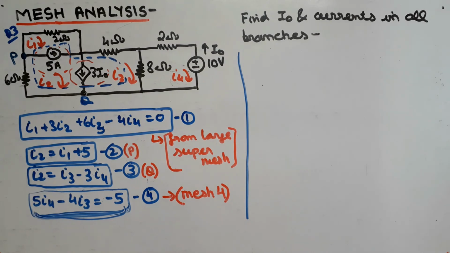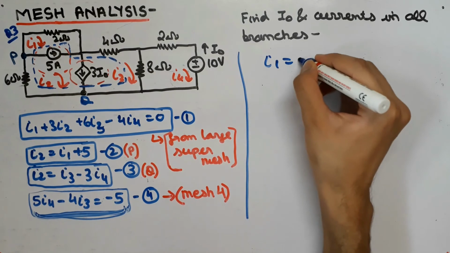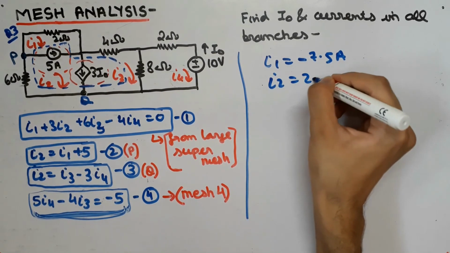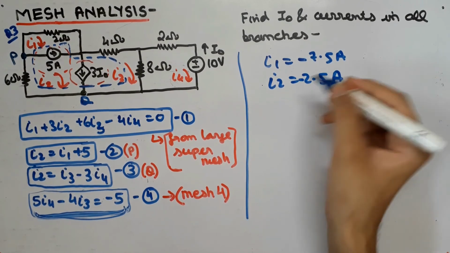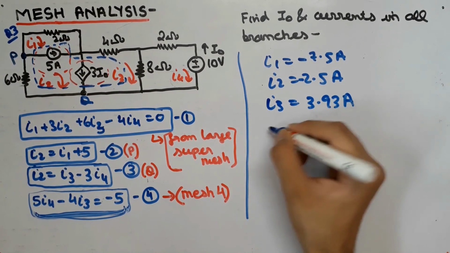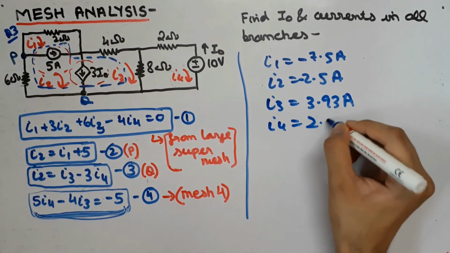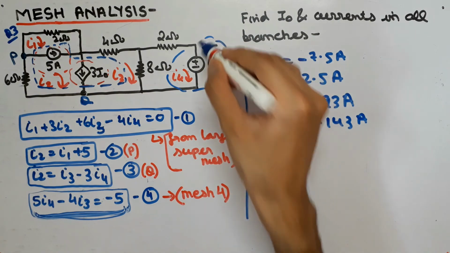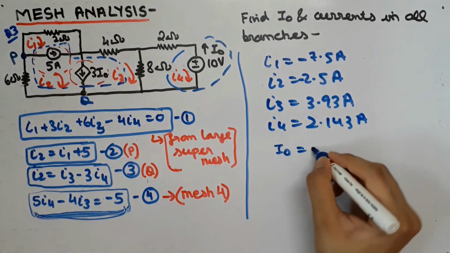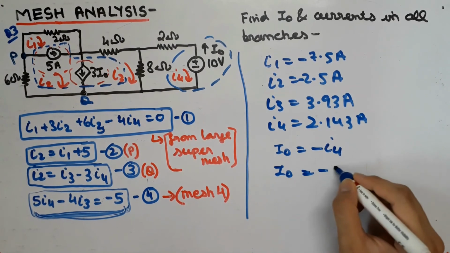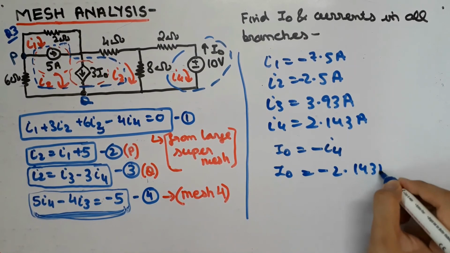I4. That is, when you will use elimination in these 4 equations, you will get the value of I1 as -7.5 ampere, I2 as -2.5 ampere, I3 as 3.93 ampere, I4 as 2.143 ampere. Now from this part we know that the value of I0 is -I4. So I0 will come out to be -2.143 ampere.